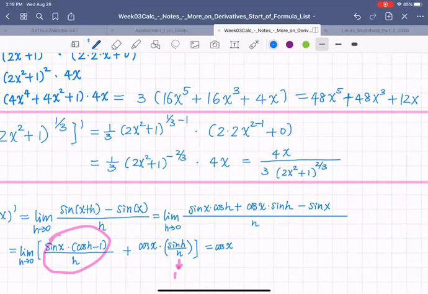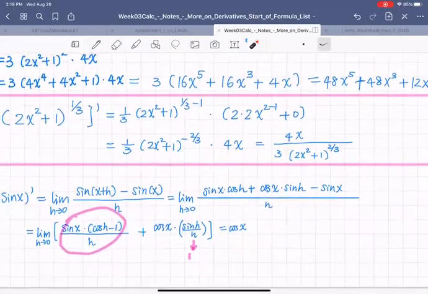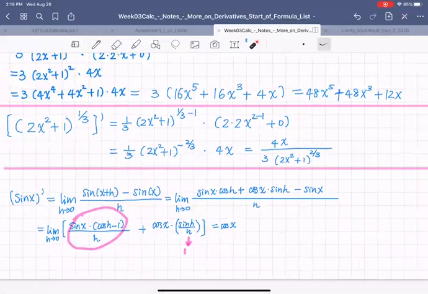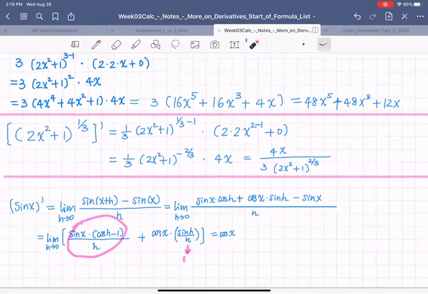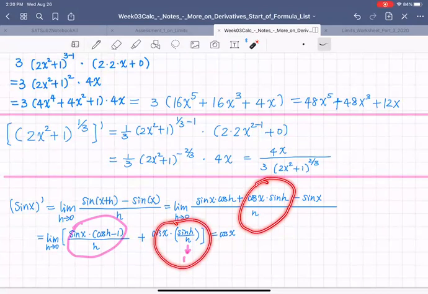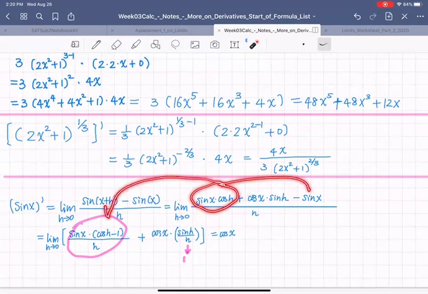When you come to here, you see, what can I do for this thing? This is the time we have to use something that we haven't learned. Calculus is interesting. Always they introduce something you haven't learned. We want to pull out this guy, cosine x times sine h over h, and then we want to pull out this guy in front.